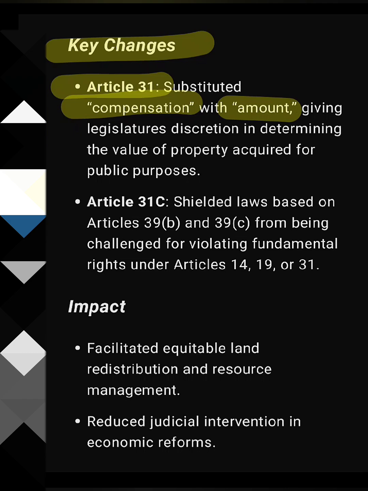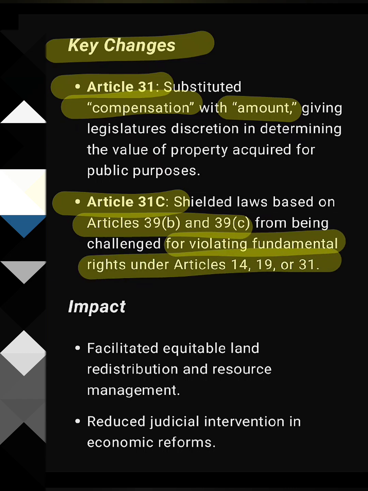Compensation is paid for something which we have lost, and amount we pay for something we have purchased. So now it has given the power to the government to determine the price of the land which they are acquiring. And now the Article 31C. 31 was a right to property, and under this they had added a clause C which shielded those laws which are being implemented by the government to give effect to Article 39B and C, which we talked about. Now these laws which are implementing Article 39B and C cannot be challenged for violating fundamental rights under Article 14, 19 and 31.